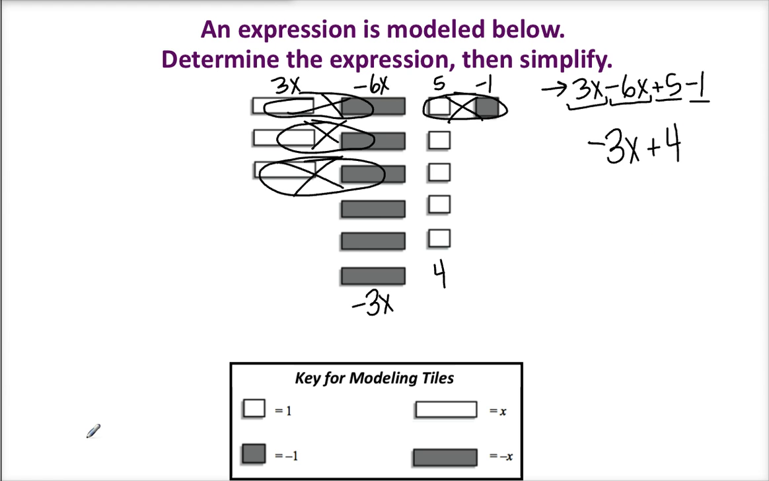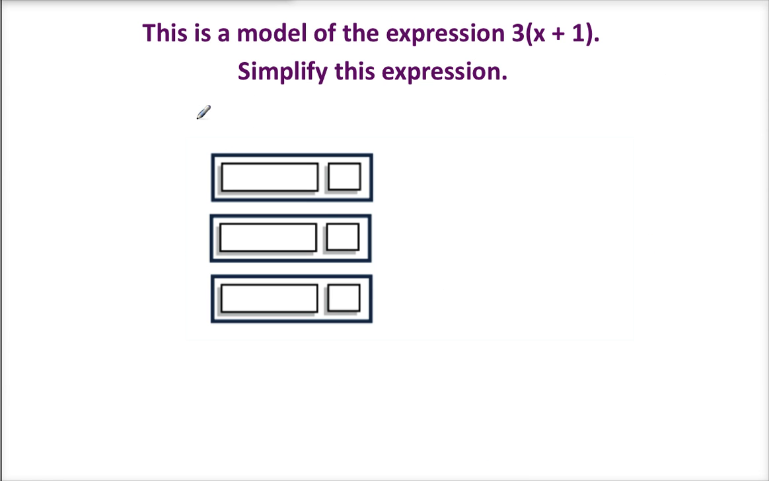Let's look at one more example. This one's going to be kind of easy. This here is a model of the expression 3 times the quantity x plus 1. If you've seen parentheses, those represent distribution. But this is modeled like this with tiles. Notice this is an x and this is a 1. This is an x, this is a 1, this is an x and a 1. And so we have this 3 times. So that's where our 3 times x plus 1 comes from.